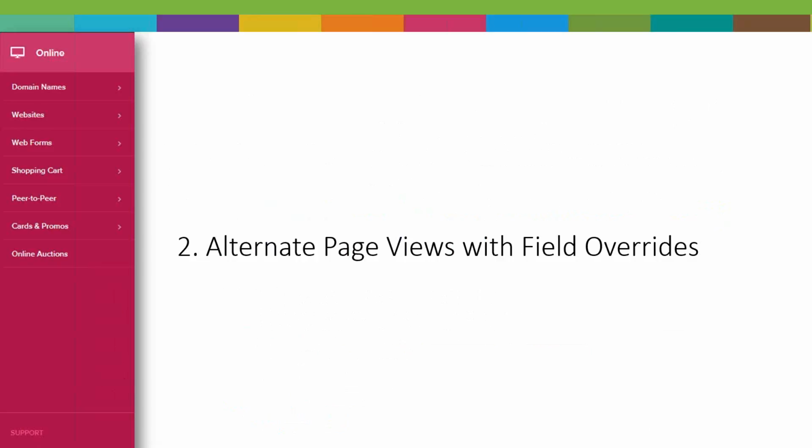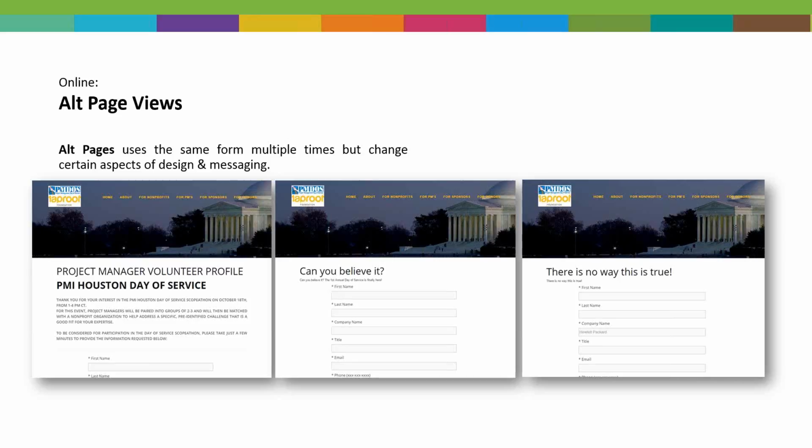Next is alternate page views with field overrides. Alternate page views is something we've had in the system for a while. Field overrides is the new component. But in speaking with my client services team, it became apparent that not everybody's using alternate page views in the way they could. So I wanted to do a brief explanation of what exactly alternate page views is before we get into field overrides. So alt page views is essentially this. It allows you to use the same form multiple times, but change certain aspects of design and messaging.